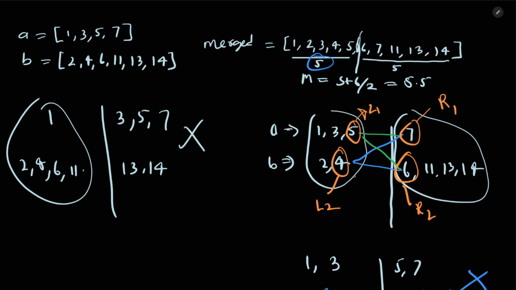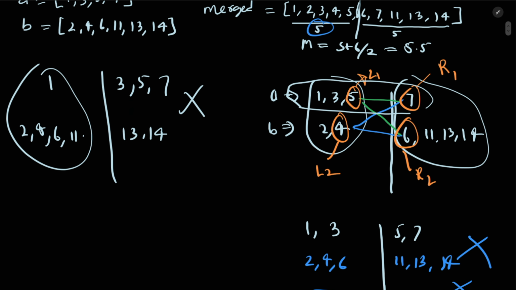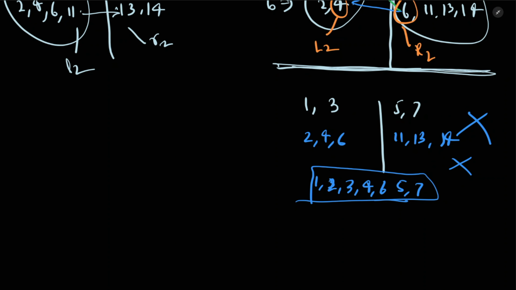So we need to make sure that L1 is smaller than R2 and L2 is smaller than R1, because L1 will be smaller than R1 since we are taking this from array 1. This is a sorted array, so L1 will obviously be smaller than R1, and L2 will be smaller than R2. We just need to check that L1 is smaller than R2 and L2 is smaller than R1.